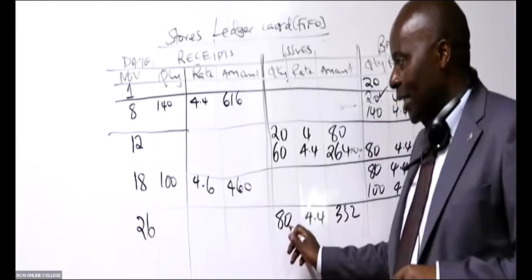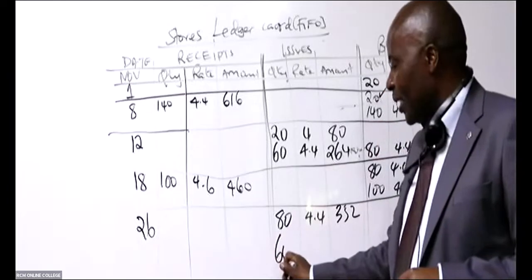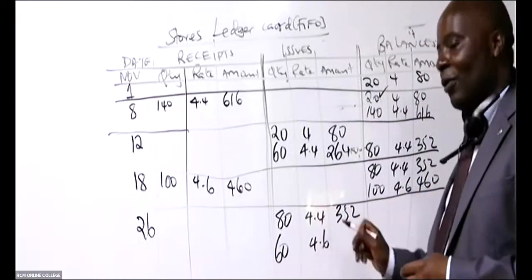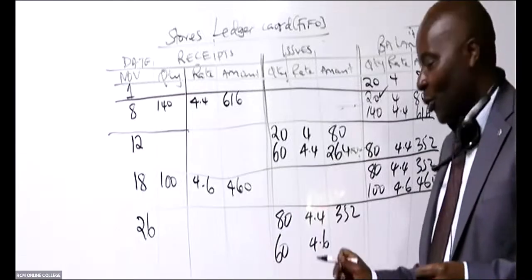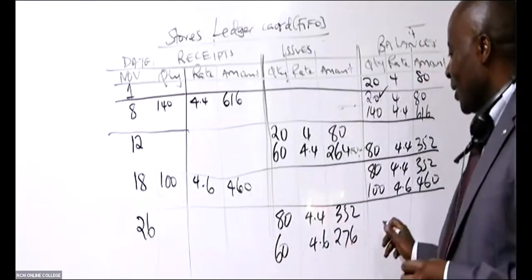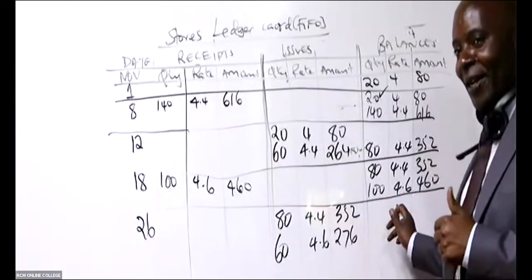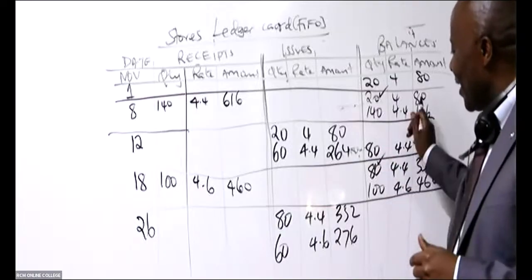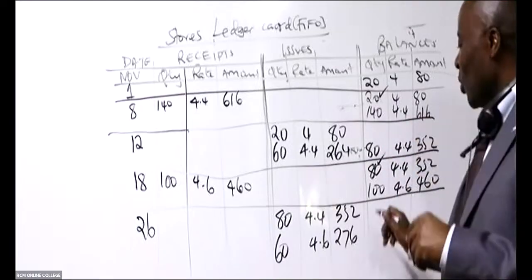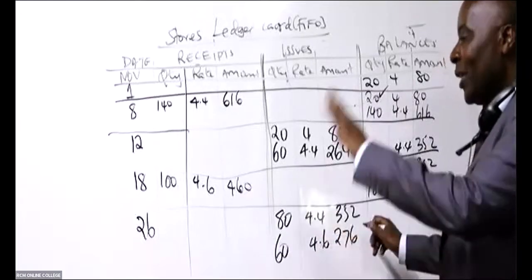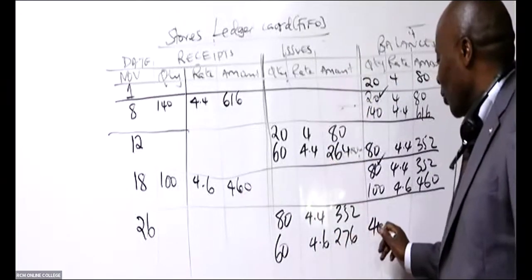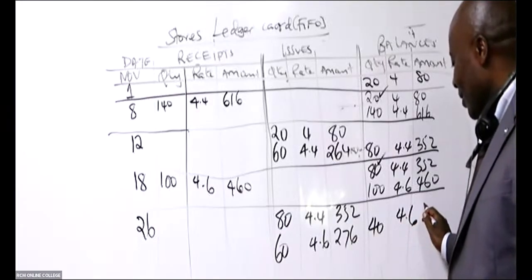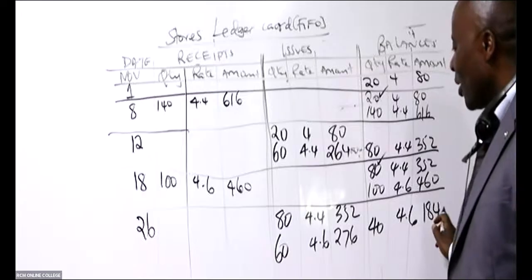So now we have issued 80 here. So we issue how many? 60. From which batch? 4.6. So what is 60 times 4.6? 276, like that. So can you kindly give me an update balance here? Thank you so much. That gentleman asked a good question. So remember 80, we measure. So 100, we have issued how many? 60. So in this case here, we are left with how many? 40 at what here? At 4.6. Giving me how much here? 184. And that is it.